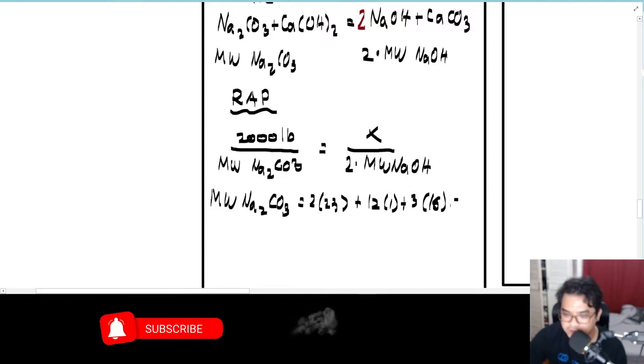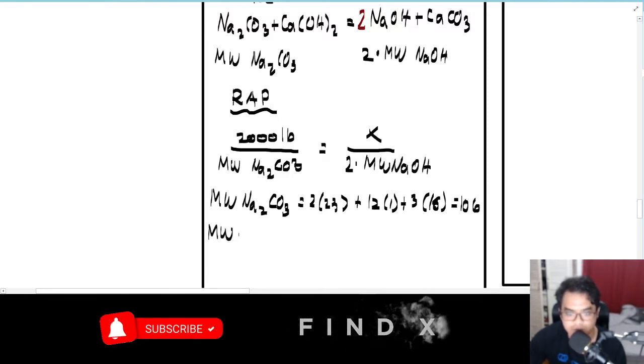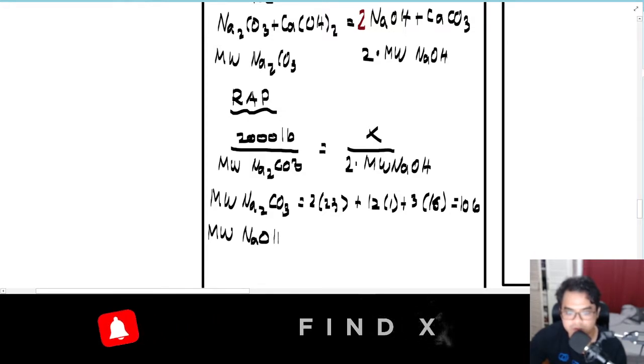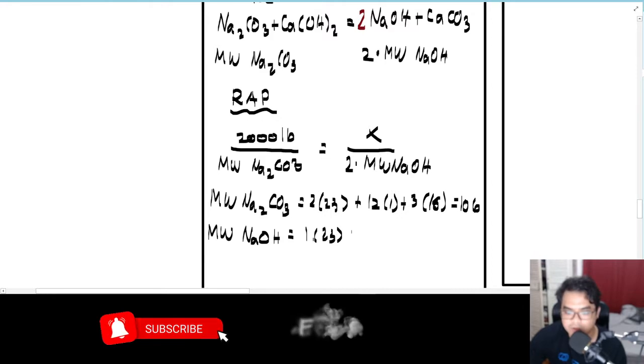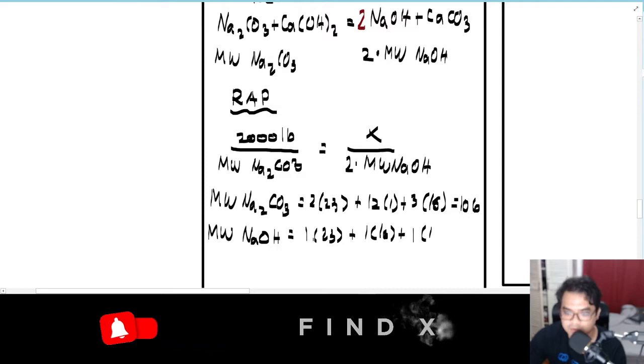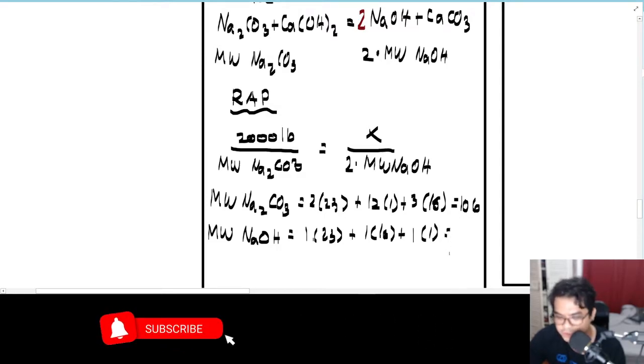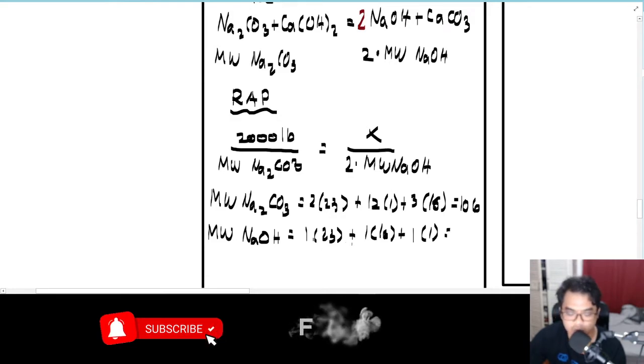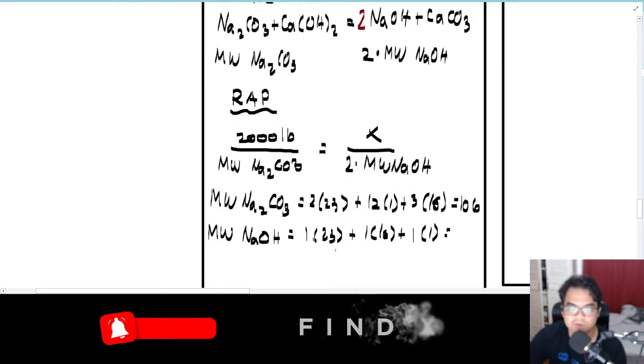is equal to 106. And then for the molecular weight of NaOH, that is 1 times 23 plus 1 times 16 and then plus 1 times 1 for the hydrogen. So this is just equal to, how much is this one?